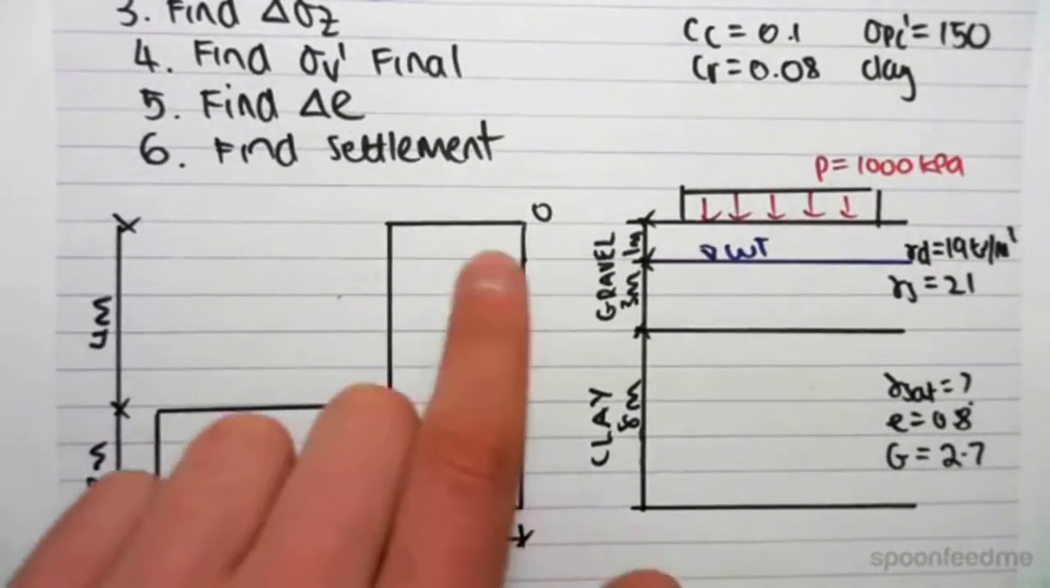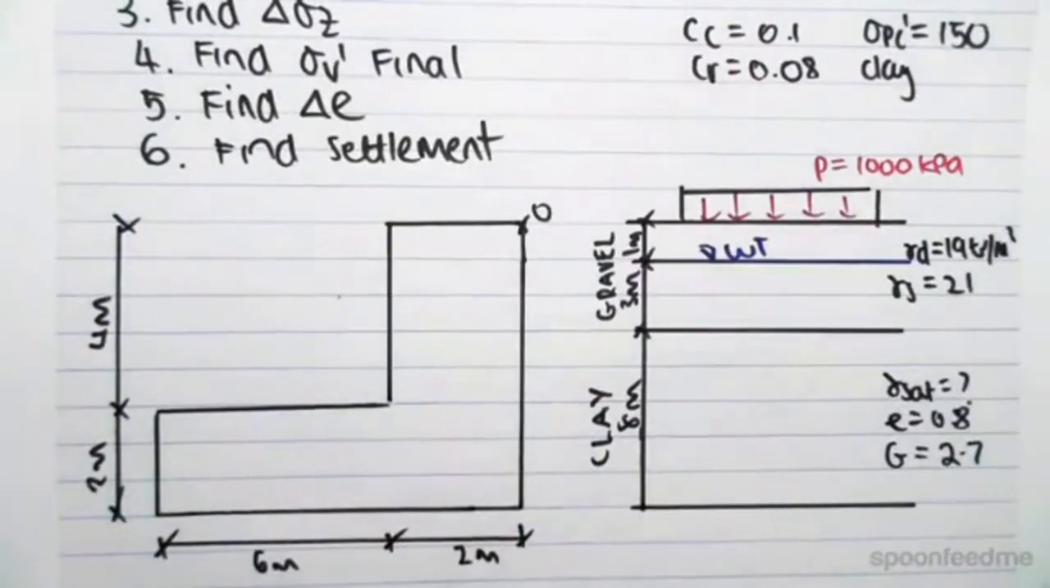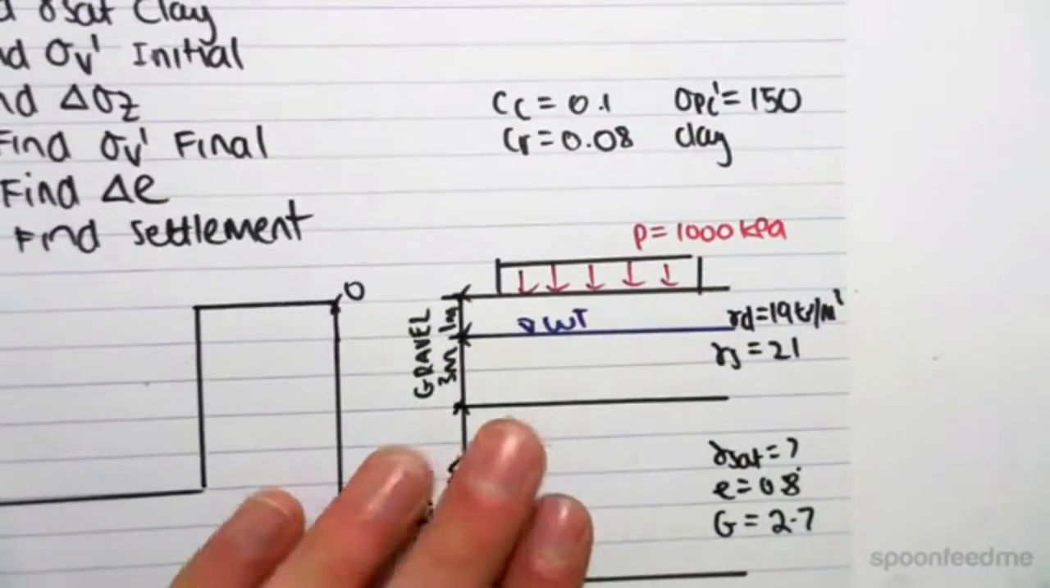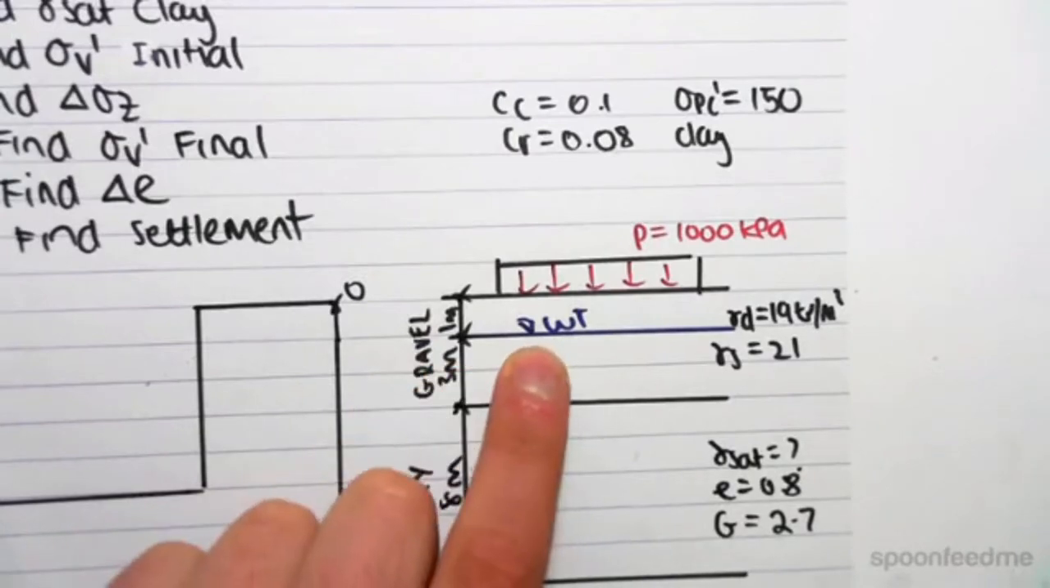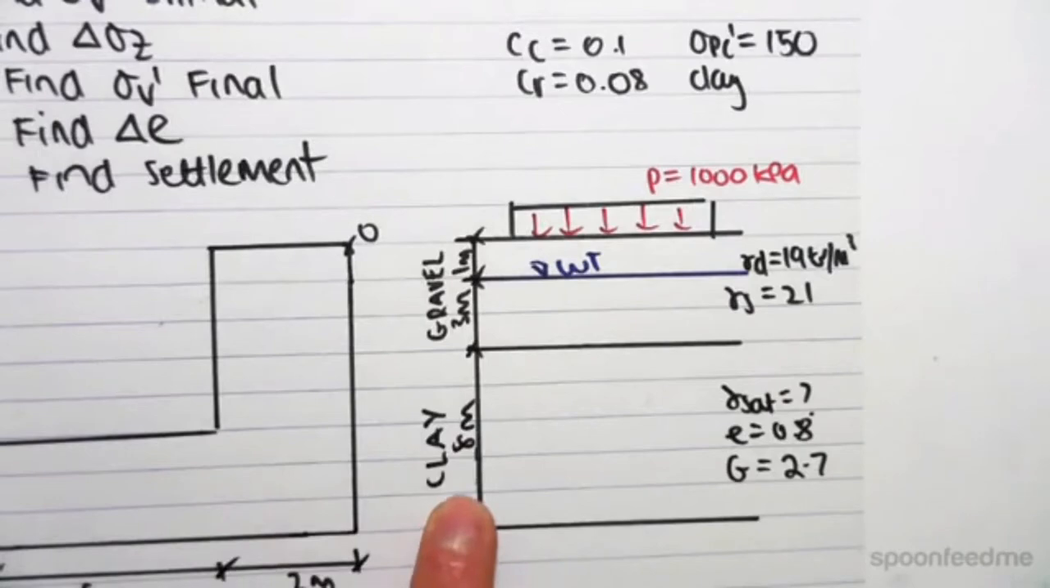We've been given a foundation which looks like this. It's like an L shape, and we're interested in the settlement under the point O for this setup of layers. We've got a gravel layer with a water table at 1 meter below the surface, and below that we've got a clay layer which is 8 meters.